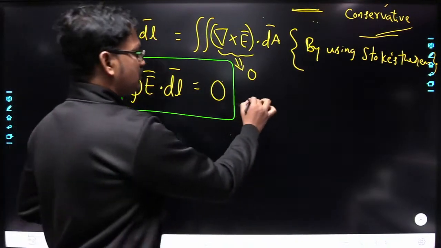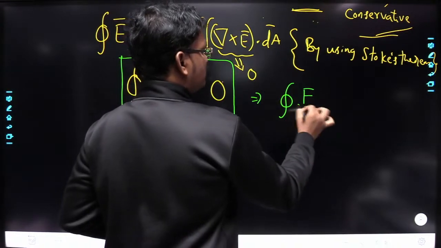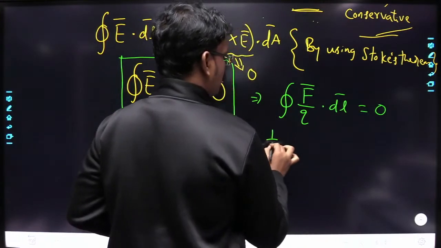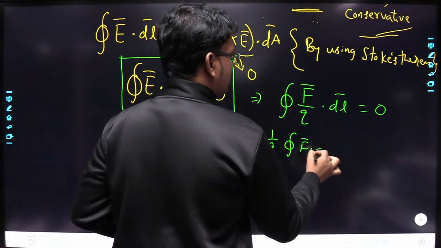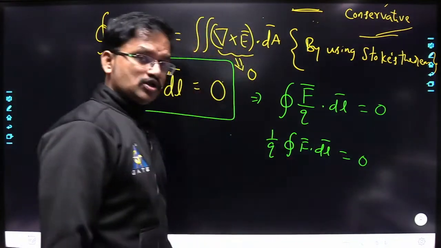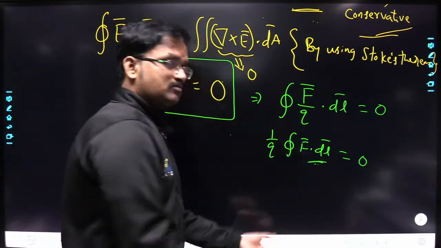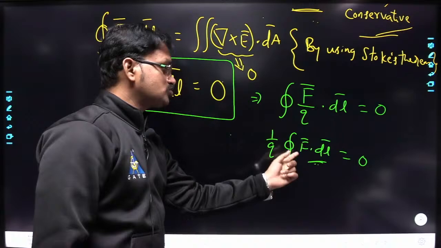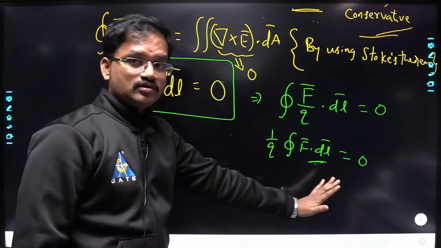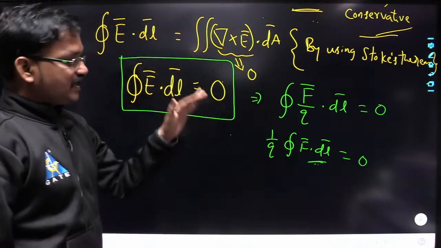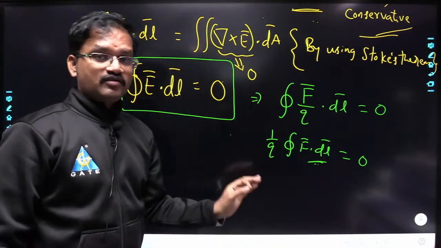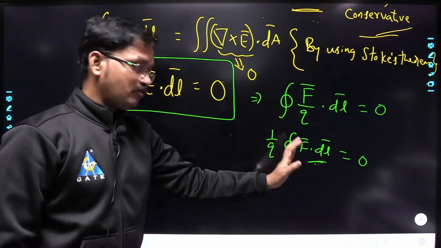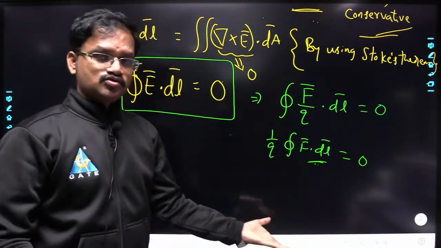E bar is nothing but force per unit charge, so the closed loop integral of E bar dot dl bar, which is 1 by q times the closed loop integral of F bar dot dl bar, is equal to 0. F bar dot dl bar is nothing but work done, so the work done around any closed loop per unit charge is equal to 0. At each and every step we are proving that our electrostatic field is a conservative field. The work done around any closed loop in a conservative field must be equal to 0.